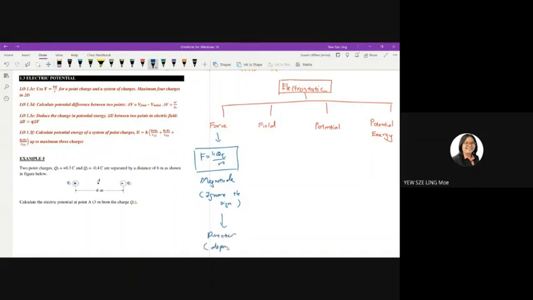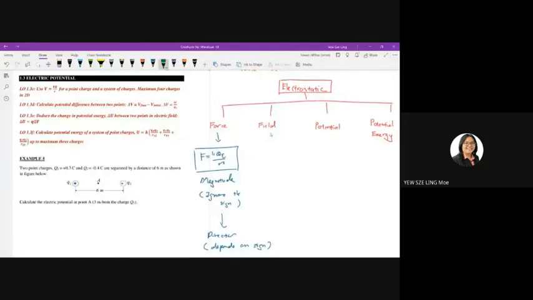So that is a slight difference between a scalar quantity and a vector quantity. Force is a vector quantity, so it contains a magnitude and also a direction. Magnitude is determined by the equations. Direction is based on the sign conventions of the charge. If you have two like charges, they will repel each other. If you have two unlike charges, they will attract each other.